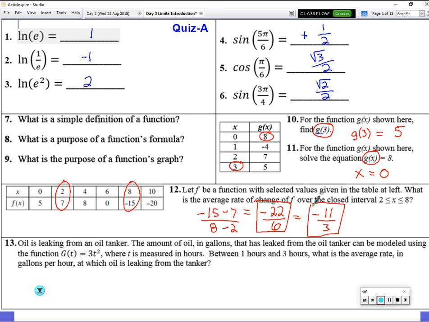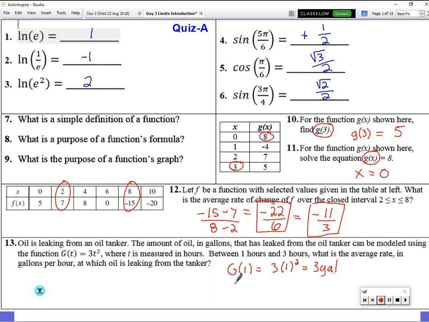Cool. The last one talks about finding the average rate of change of oil leaking from a tanker. So let's see. We go find how much oil has leaked after 1 hour. So that's 3, plug in the 1. So 3 gallons have leaked after 1 hour.